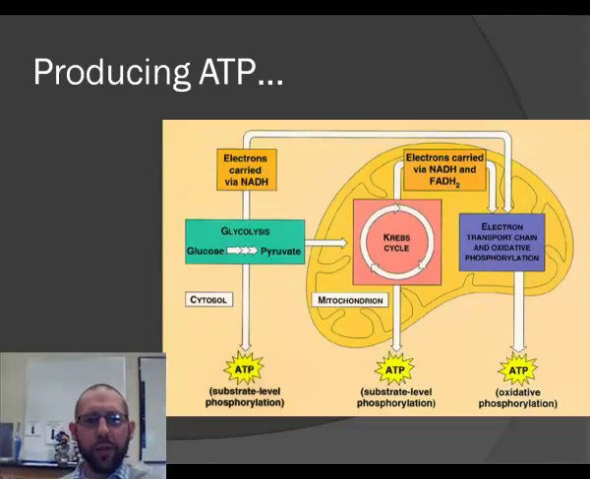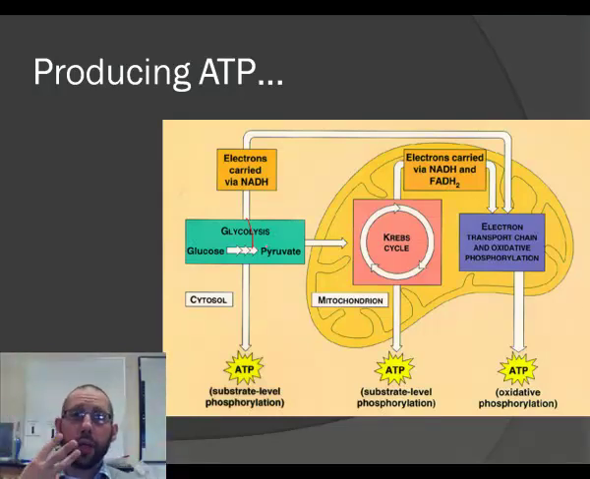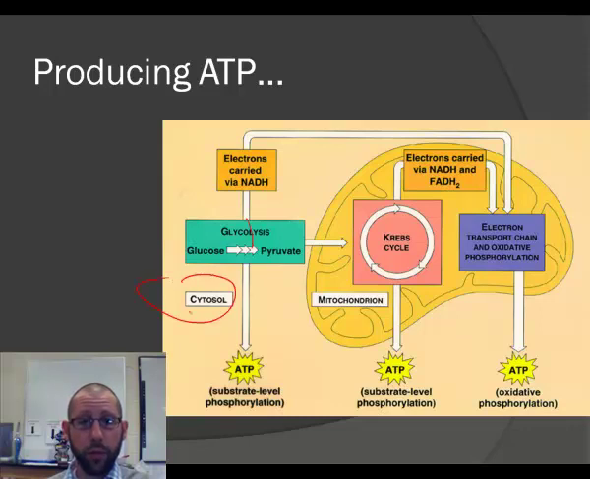Glycolysis produces ATP by breaking apart glucose. It takes glucose and rips it apart into a 3-carbon molecule. If we look at this word, we have glyco and lysis. Glyco meaning glucose, lysis meaning to break apart: we're taking a 6-carbon glucose molecule and breaking it into a 3-carbon pyruvate, or pyruvic acid, molecule. This happens in the cytosol, or the cytoplasm of the cell, and that produces an ATP.